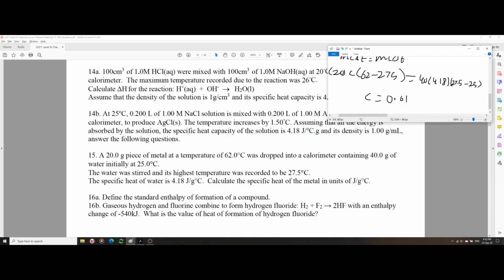0.61 if you round. 0.61 what? Well, we're working with joules, grams, degrees Celsius, so we really don't care, it's immediately joules per gram per degree Celsius. So that's how we get the answer.